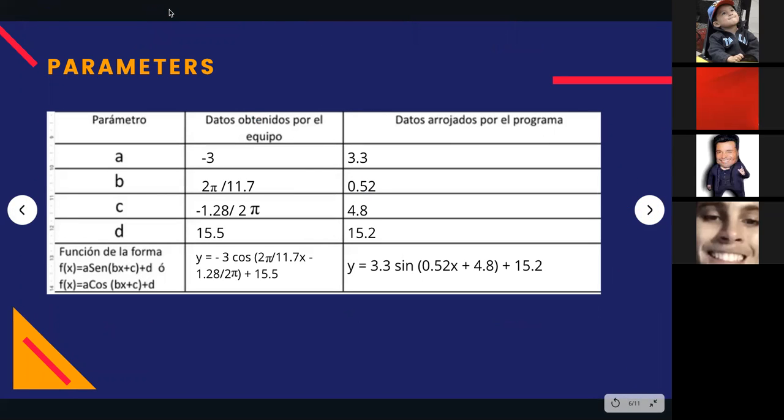These are the parameters we use. Like Joaquín said, we made our own formula that uses cos, different from the one that the program gave us that uses sin. As you can see, they're pretty similar, but the difference is that one is negative and the other is positive. And in the cos one, we use pi.